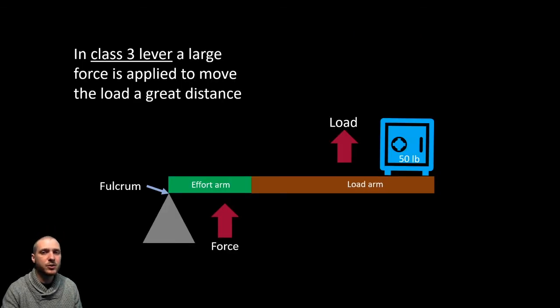So as far as class 1 and class 2, there aren't a lot of examples in the body of that. The vast majority of muscles in the body are going to work through class 3 levers. And this is when a large force is applied to move the load a great distance. So basically we have the same setup as a class 2, but now the load arm and the effort arm have changed places. So the effort arm is now closer to the fulcrum and the load arm is much longer, much heavier. But again, both the force and load are going in the same direction.